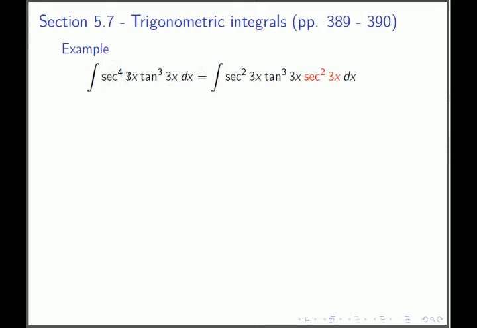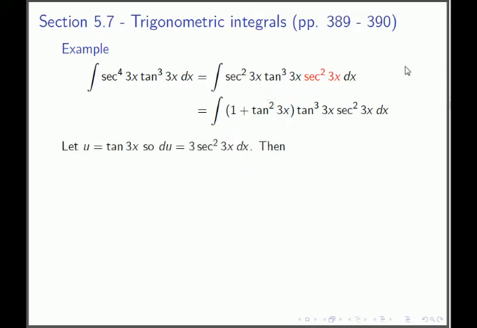For this integral, we're going to save a secant squared factor for a du later. We plan to make a u substitution, u equals tangent x, and so the secant squared will be needed for the du. Next we're going to convert our secant squared factor into 1 plus tangent squared. The angle is still the same. If the angle was 3x before, it should still be 3x here. Okay, next we're going to make the substitution.